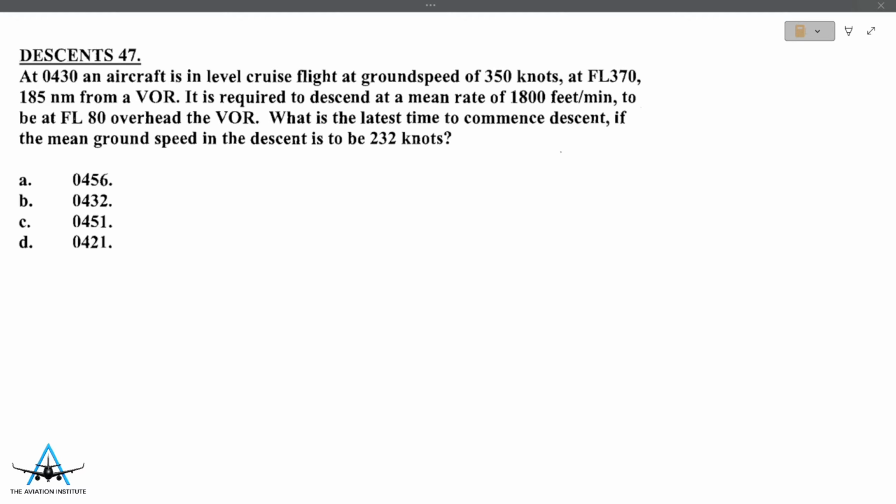Alright, so if you are planning for the DGCA air navigation exam, you cannot afford to get this question wrong. And trust me, almost everyone gets this question wrong on their first try. So let's try to understand this question first and break it down in a much simpler way.